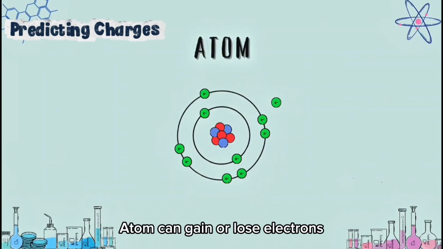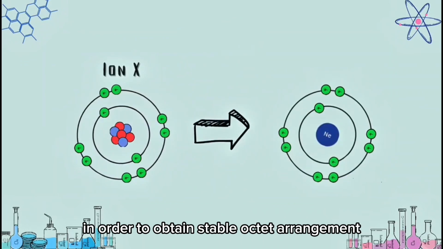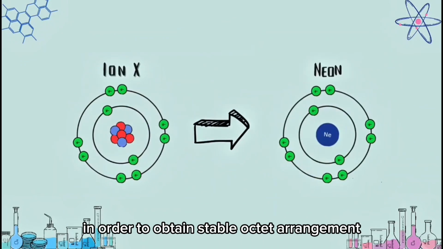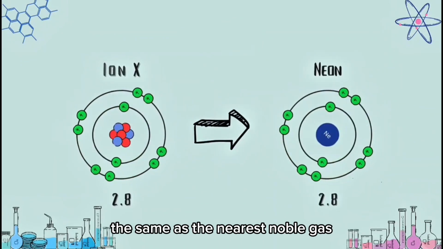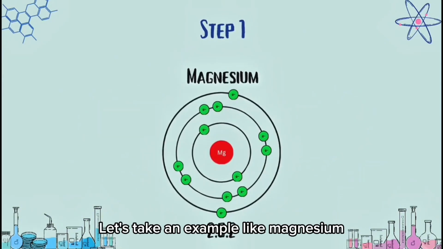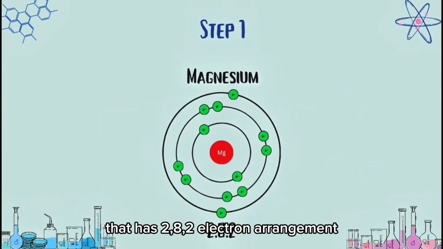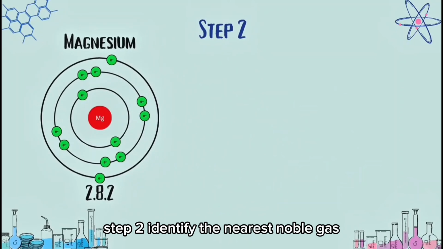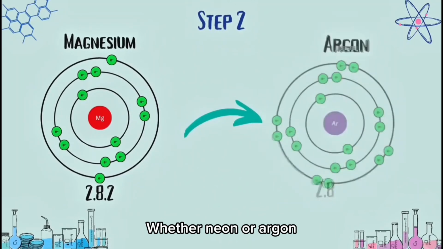Atoms can gain or lose electrons in order to obtain a stable octet electron arrangement, the same as the nearest noble gas. How to predict ionic charge? Step 1. Let's take an example like magnesium that has 2s2 electron arrangement. Step 2. Identify the nearest noble gas, whether neon or argon.